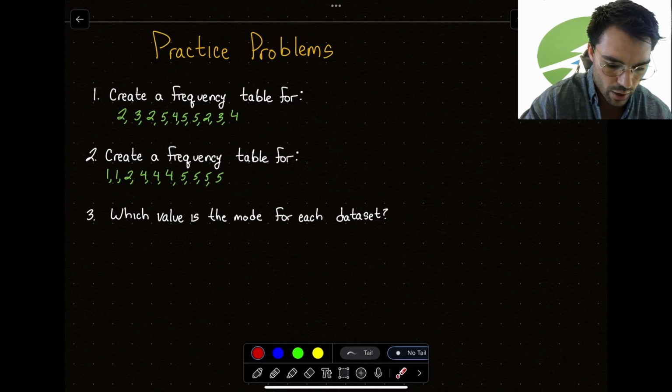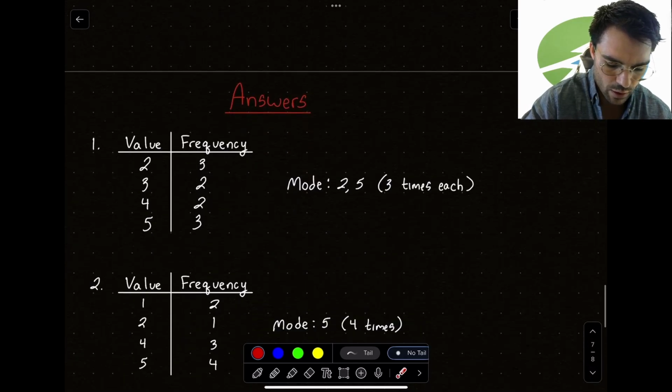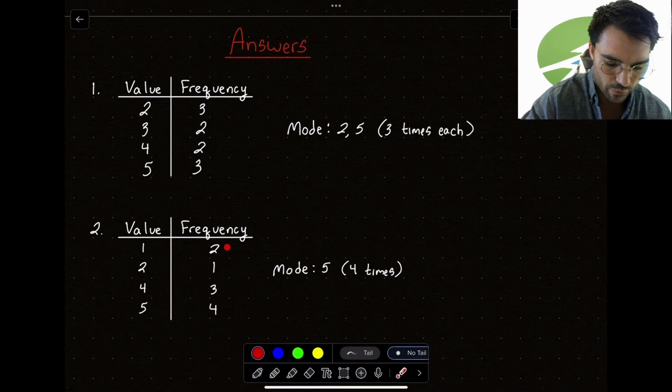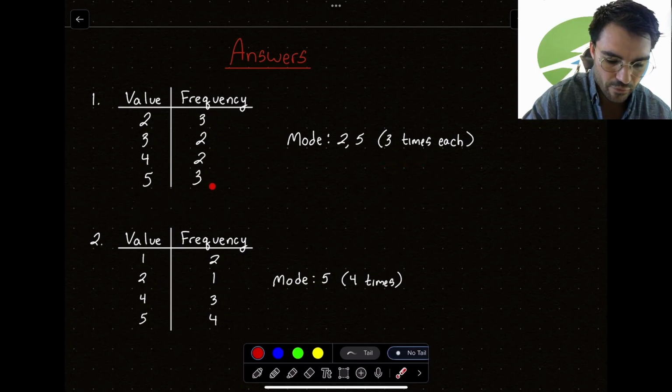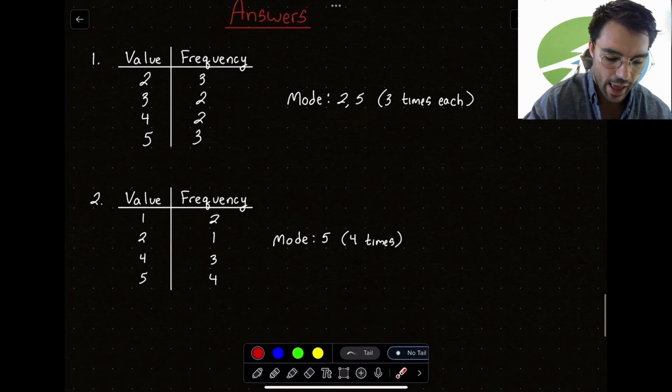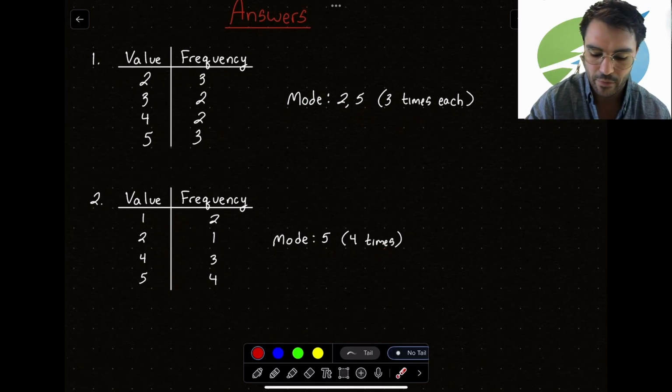2, 1, 3, 4 for the frequency. And I didn't go over the mode for the first one. We have 2 modes. 2 and 5 occur the most. So 2 and 5 are our modes. And for this one, 5 occurs 4 times. So 5 is our mode.